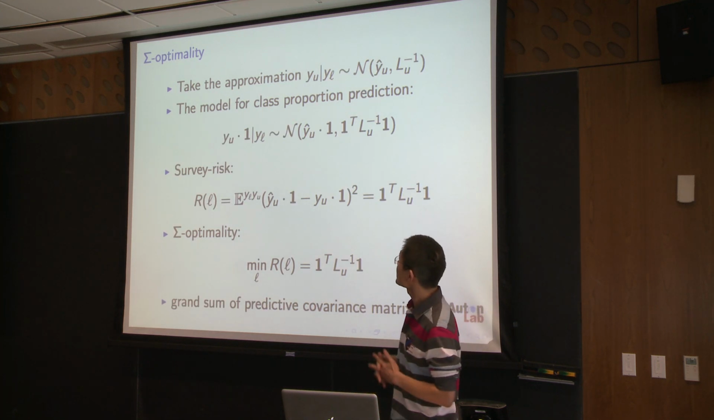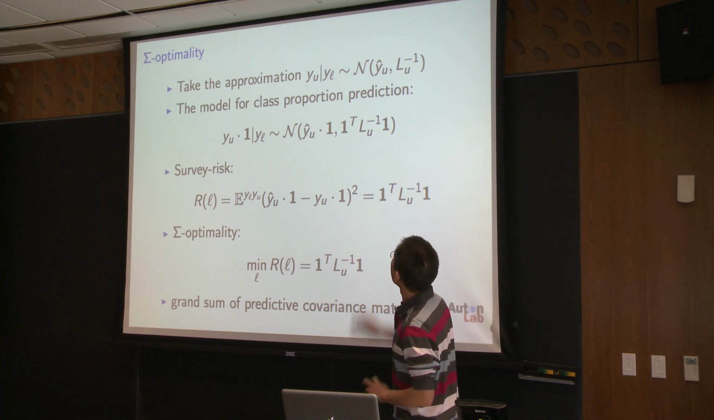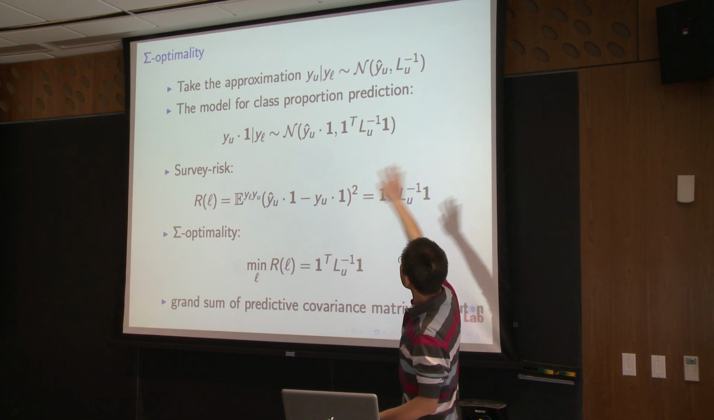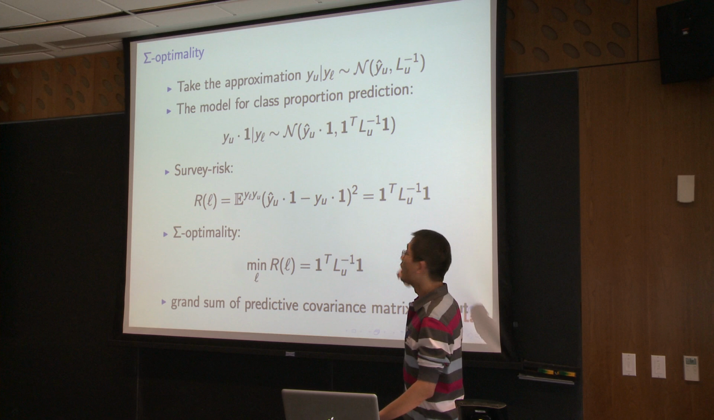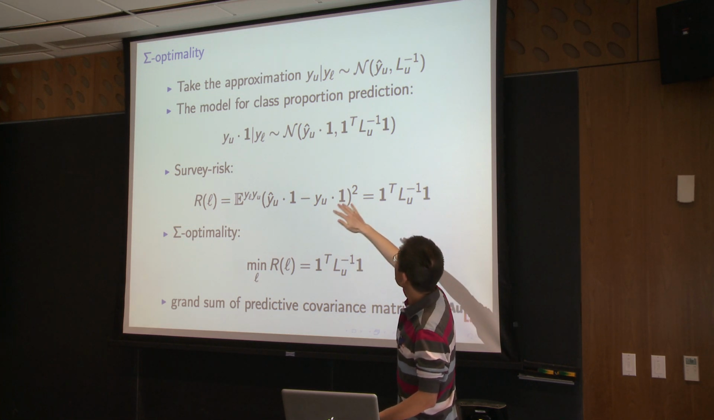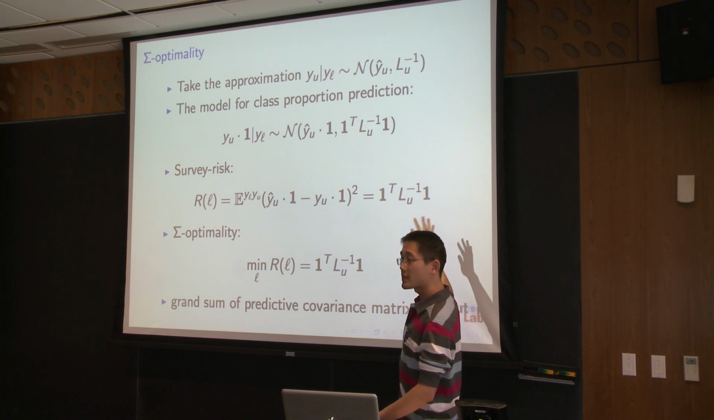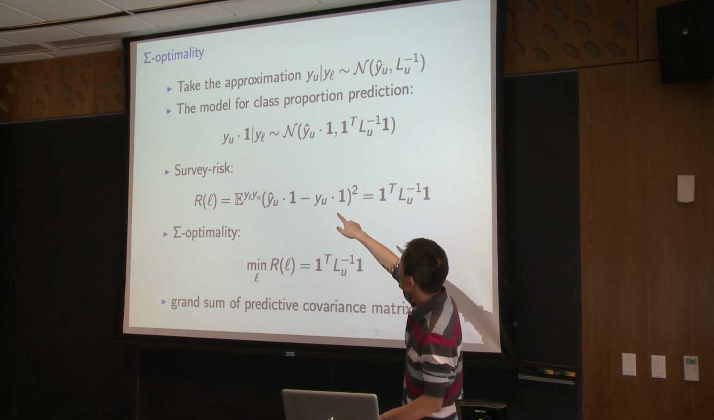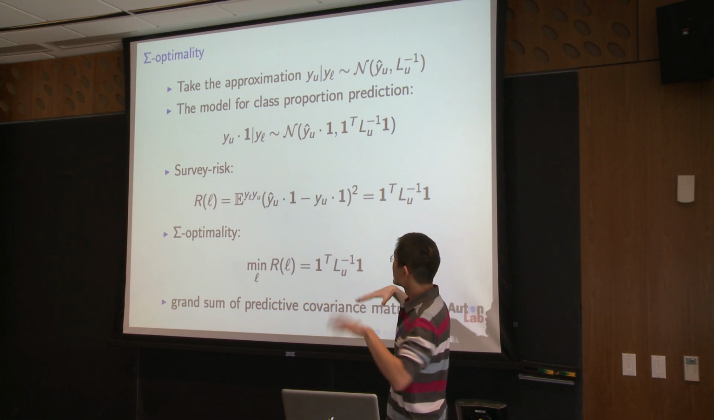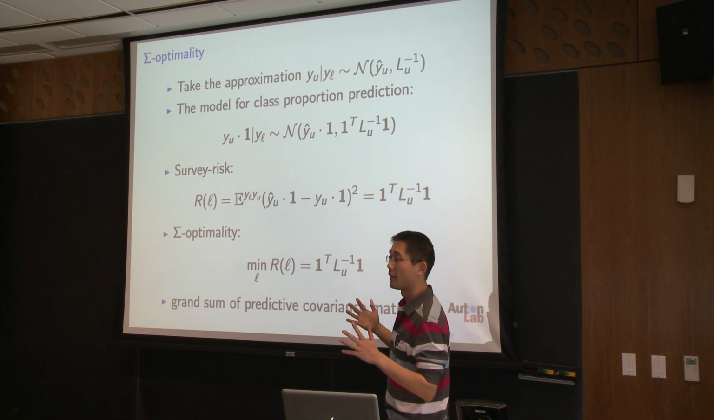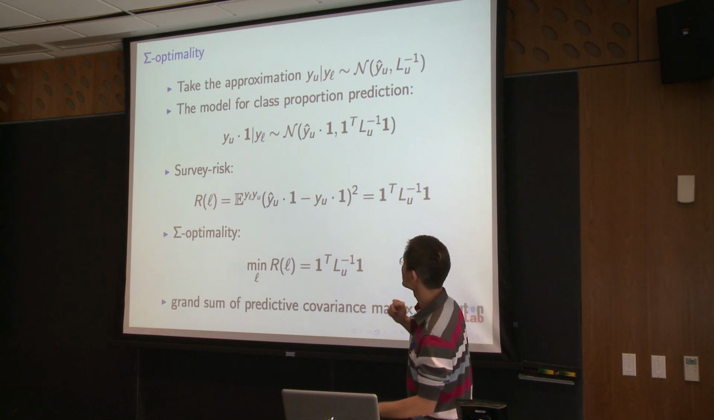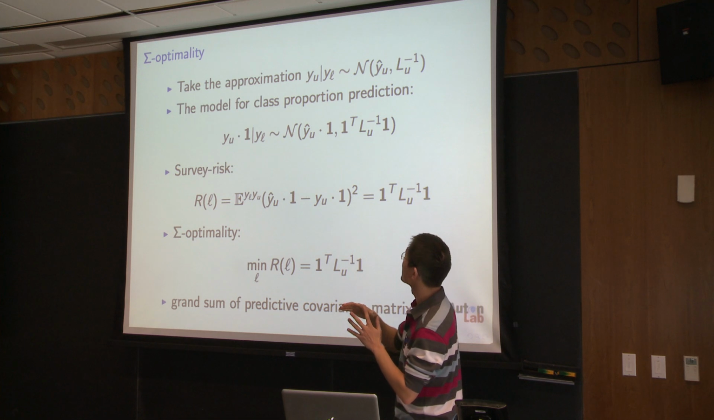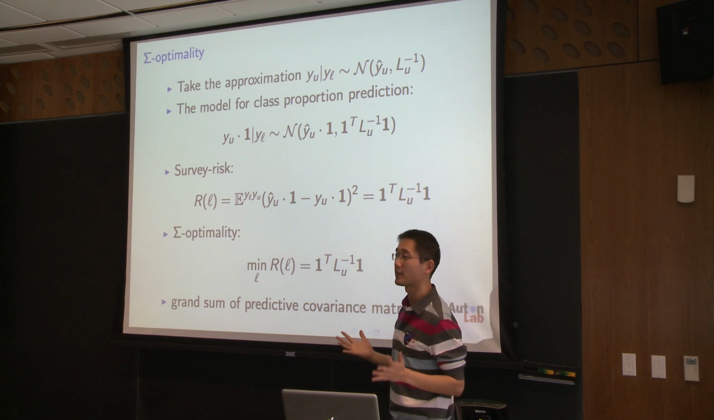For this active surveying problem, if the posterior is this Gaussian, then the posterior for class proportion in a binary setup is simply the average of the posterior. I took the sum of the posterior, I took the sum of the Y_U, because they are basically the same thing.